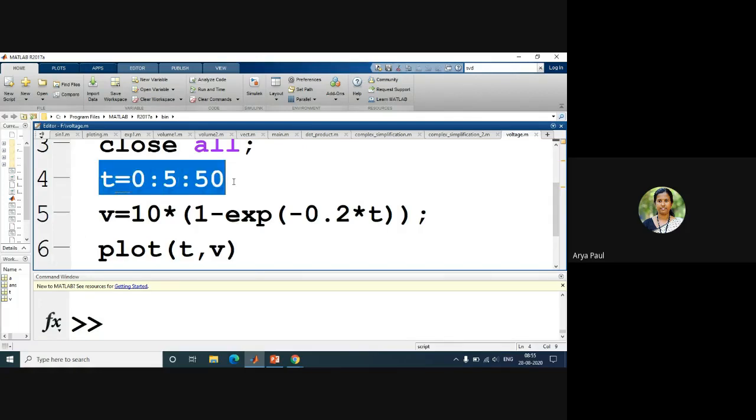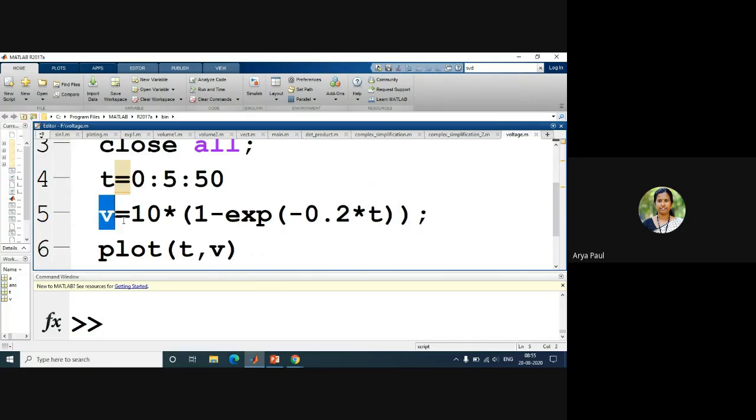I'm defining t as an array. So v equals 1 minus e raised to minus 0.2 times t, and then plot this. Here v becomes an array, the same size as t. So you can just plot t comma v.